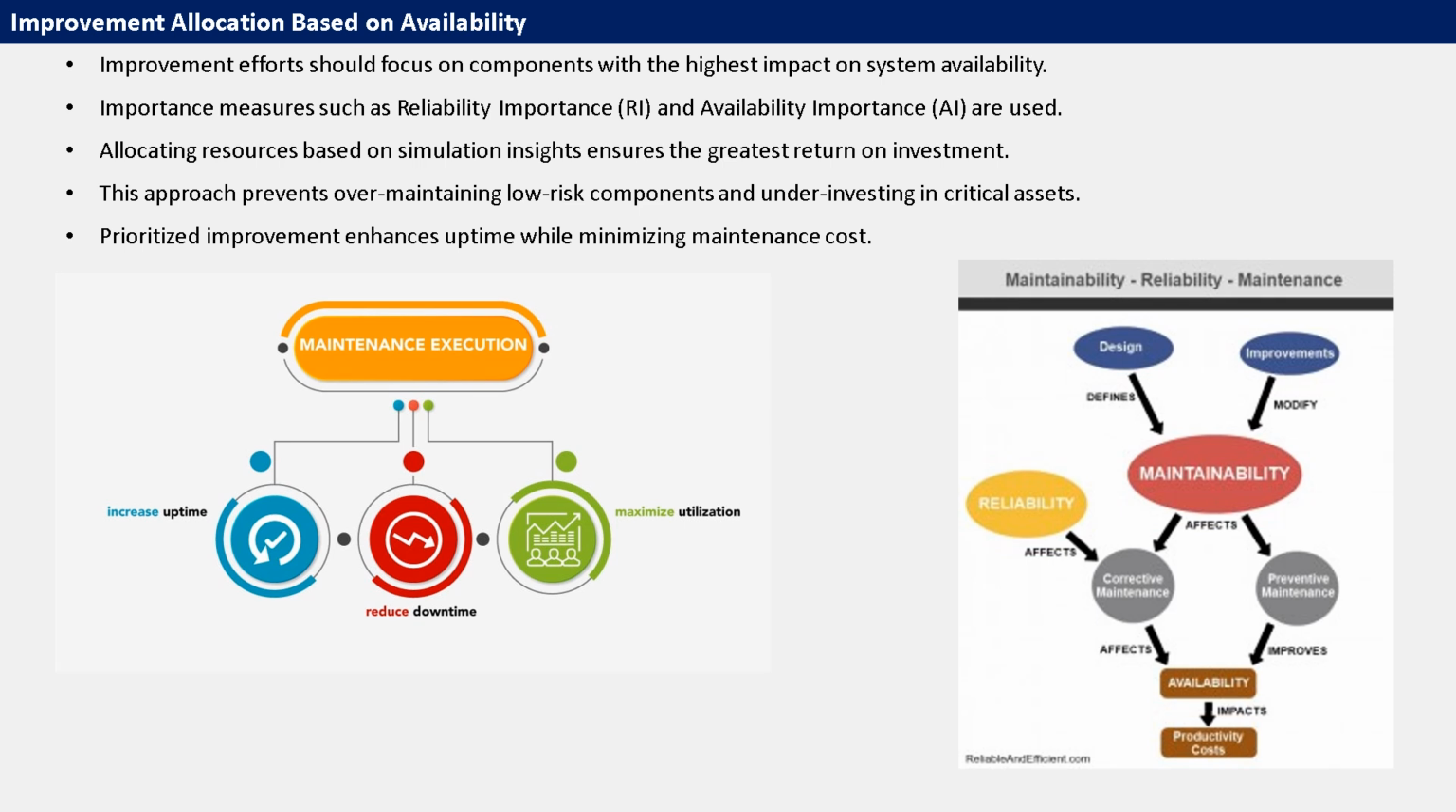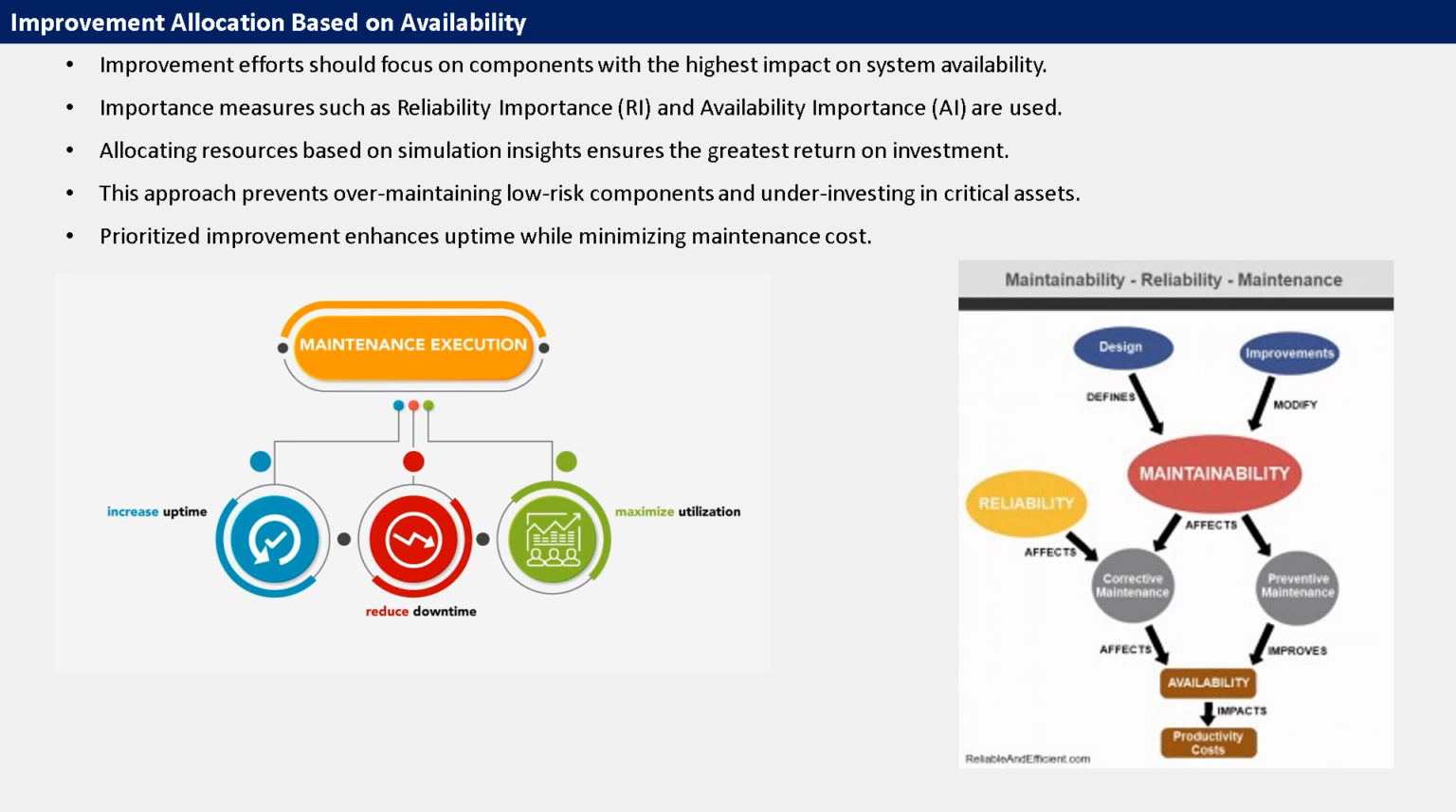By using simulation results and importance rankings, teams can allocate resources like maintenance budget, spare parts, or redesign efforts, where they will deliver the greatest return. This prevents over-maintaining low-risk assets that contribute little to downtime and ensures that high-risk or high-impact assets are not neglected.